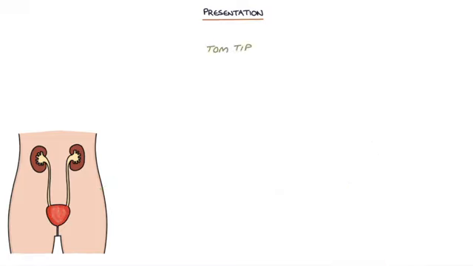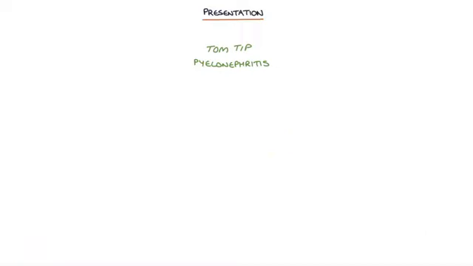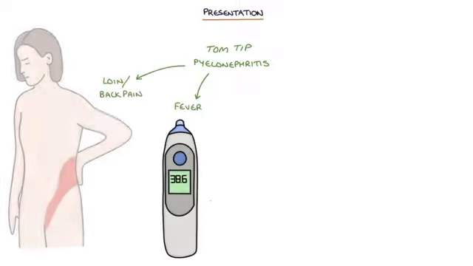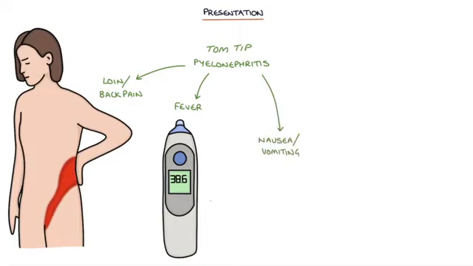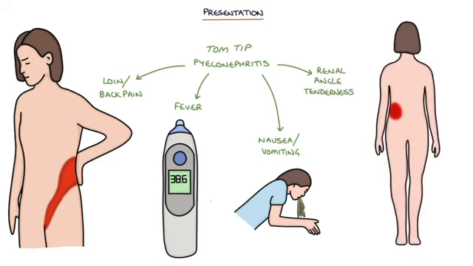A Tom tip for you: it's important to distinguish between patients who have a lower urinary tract infection and those with pyelonephritis. Pyelonephritis is generally a more serious condition with significant complications, including sepsis and kidney scarring. Suspect pyelonephritis in patients with a fever, loin or back pain, nausea or vomiting, and renal angle tenderness on examination.